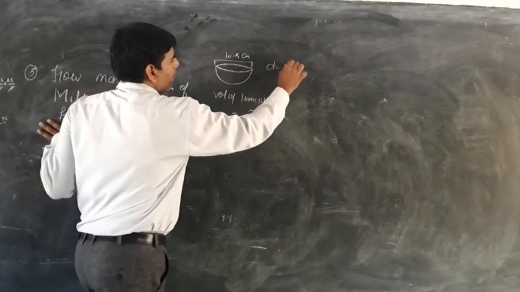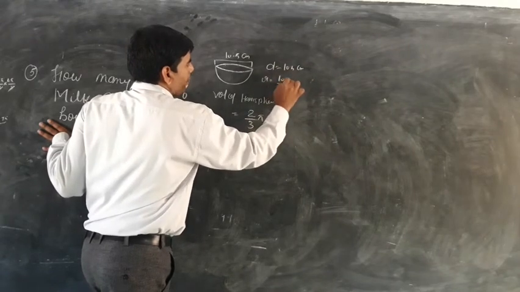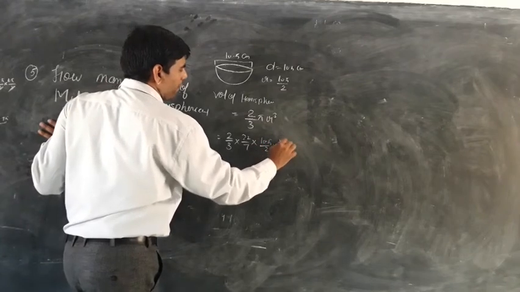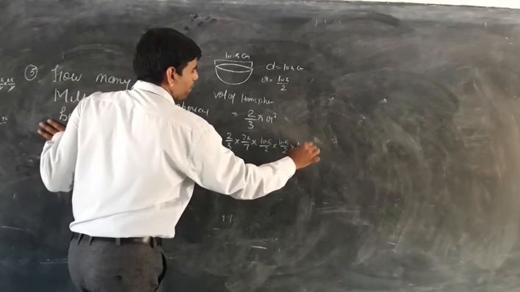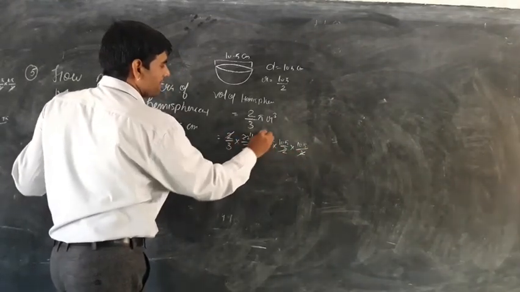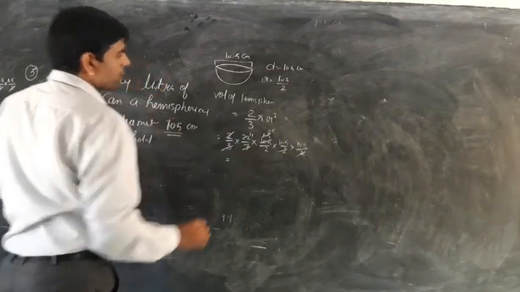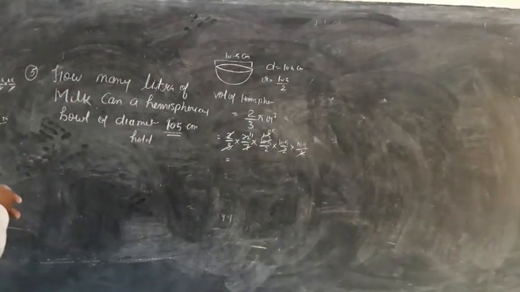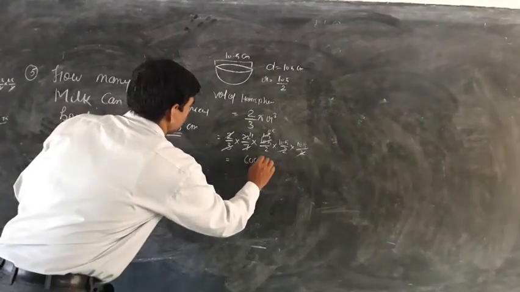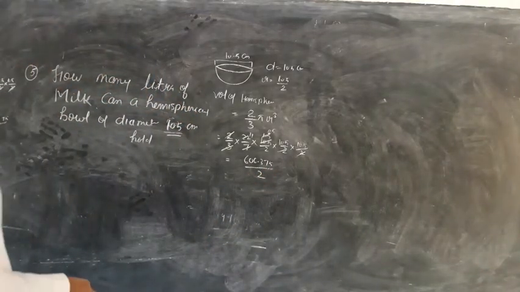The diameter is 10.5 centimeter. The radius is half of the diameter, that is 10.5 upon 2. So 10.5 upon 2 into 10.5 upon 2 into 10.5 upon 2. 2 cancels with 2, 2 with 11 times, 7 with 0.5, 3 with 0.5. The multiplication of 10.5 into 10.5 into 10.5 is 606.375 upon 2.